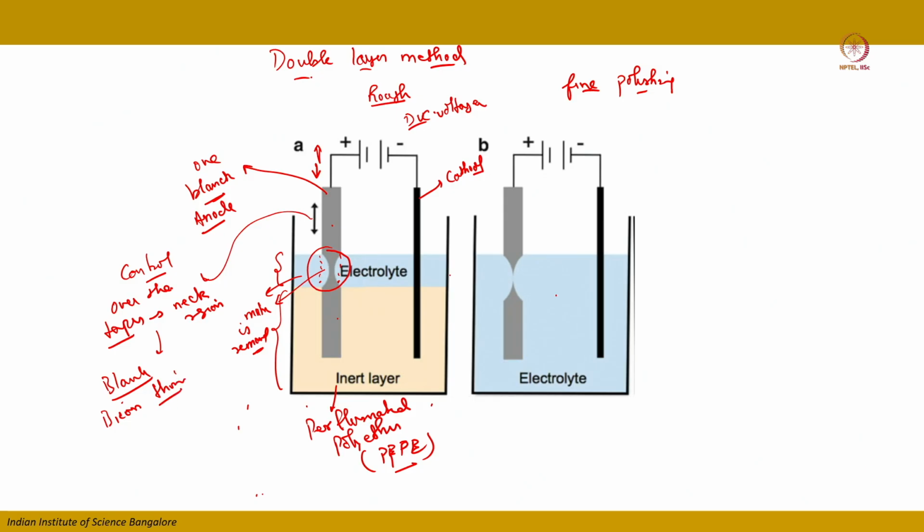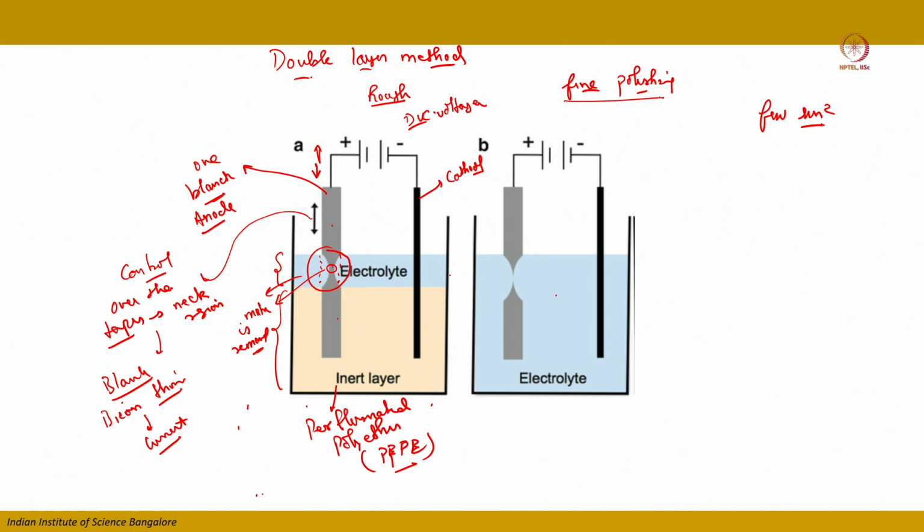Once these are thin enough, it is possible that they can break away. So this can be monitored by the current. The polishing continues while the current is still showing some value. When the current becomes zero, it means it is near the breakaway of these blanks. Then, once the sample cross section becomes a few micrometers square, the second method is followed, which is called fine polishing.